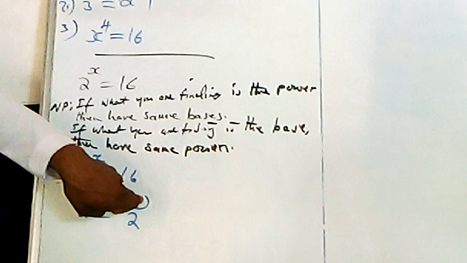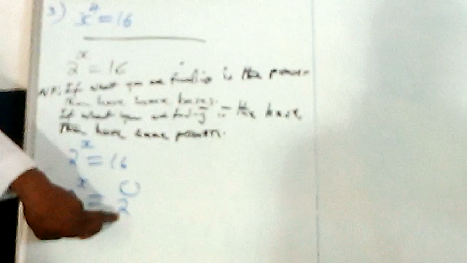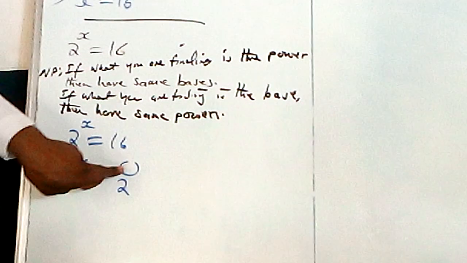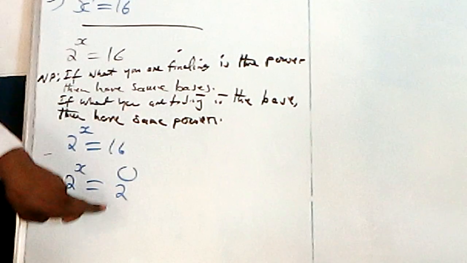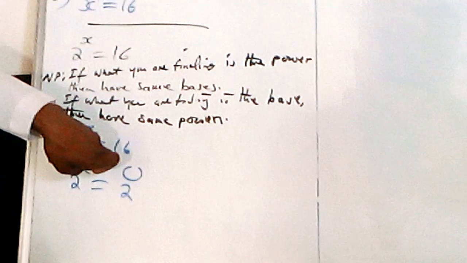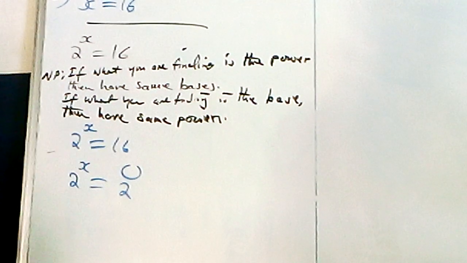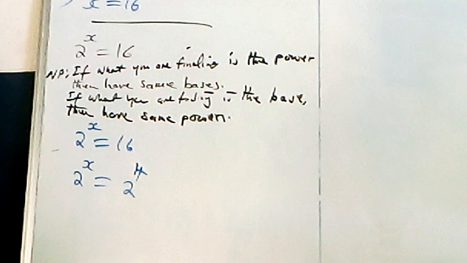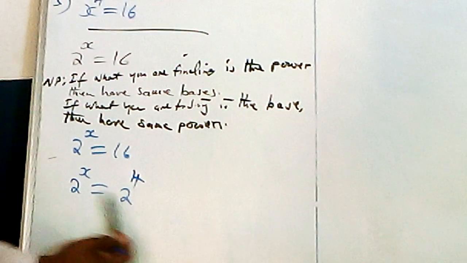So here use what you call inspection. What is that number such that this 2, if it multiplies itself, it will give us the 16? What is that number of times 2 can multiply itself to give us 16? What's that number, please? That's a 4. So here we're going to put a 4 here.